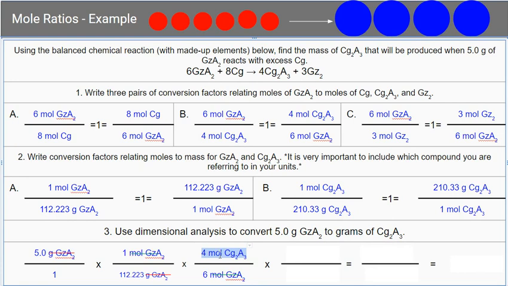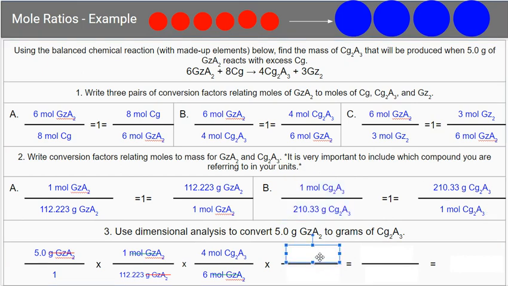We want mass. So now we need a conversion factor that gets rid of moles of Cg2A3 and gives us grams of Cg2A3. And the only one that lets us do that is this one right here. Because this already has moles of Cg2A3 on the top. That means to cancel it, we need moles of Cg2A3 on the bottom. So we can't use this one. This one would just give us moles squared of Cg2A3. I don't even know what that means.